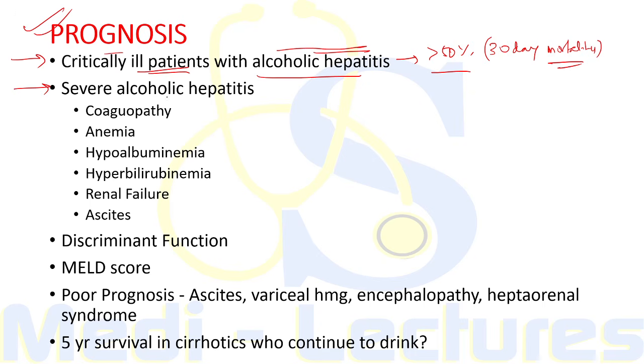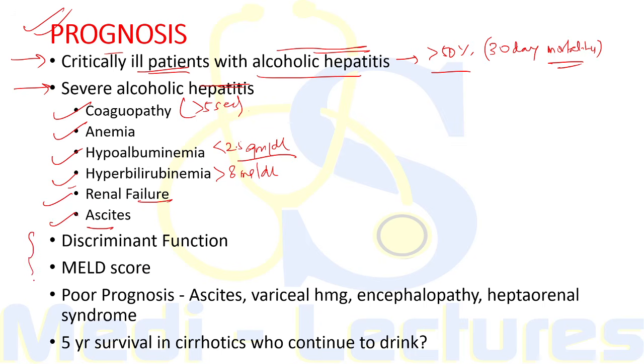Now, severe alcoholic hepatitis is characterized by coagulopathy with elevation of prothrombin time more than 5 seconds over control, anemia, hypoalbuminemia less than 2.5 gram per deciliter, hyperbilirubinemia more than 8 milligram per deciliter, then renal failure, and finally ascites. Now, two scores are very important in defining the prognosis.